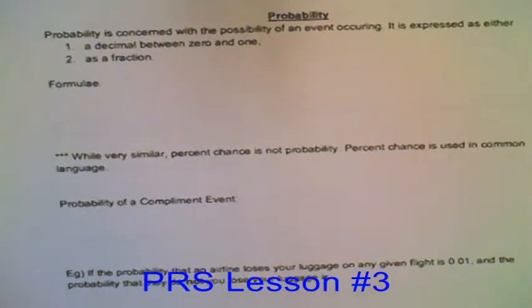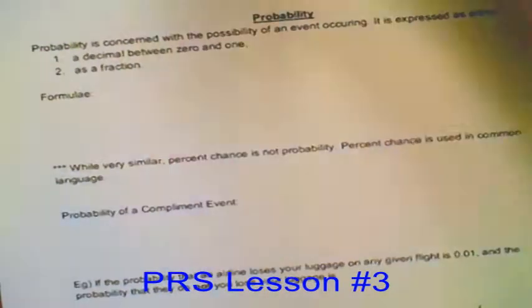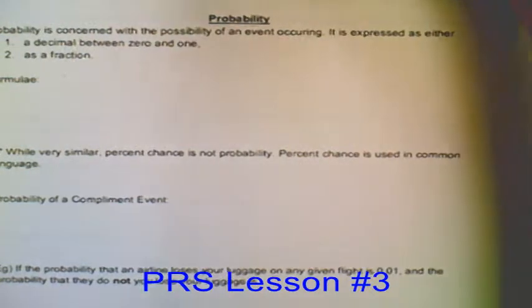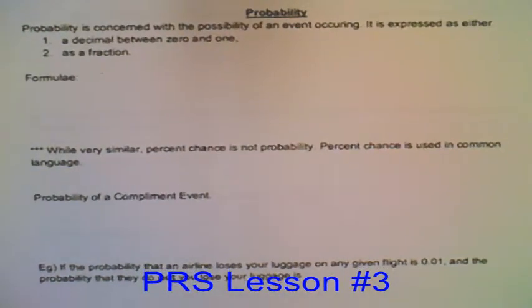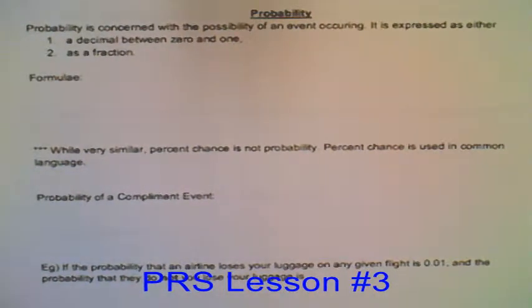It is expressed as either a decimal between 0 and 1, or as a fraction, one of the two. Probability isn't a percent. Percents are percent chances. Like if I say there's a 30% chance of precipitation tomorrow, that's something different. I'm not actually giving a probability. Technically, the probability for 30% would be 0.30, that conversion from percents to decimals. So the probability is given as a decimal between 0 and 1, or as a fraction.